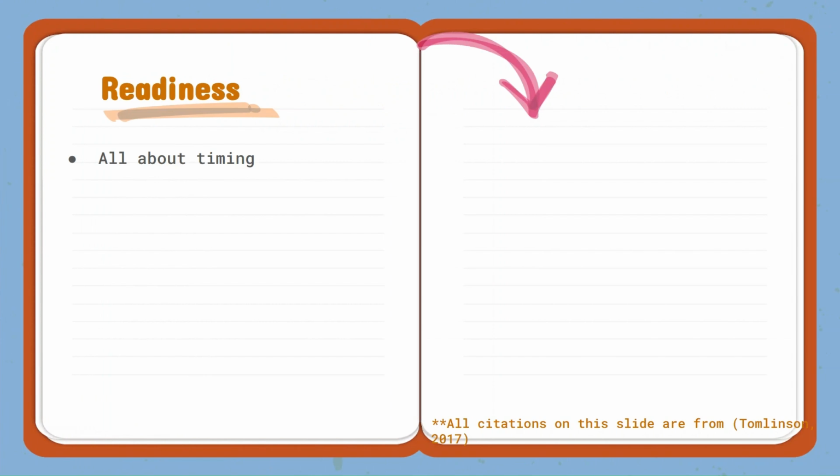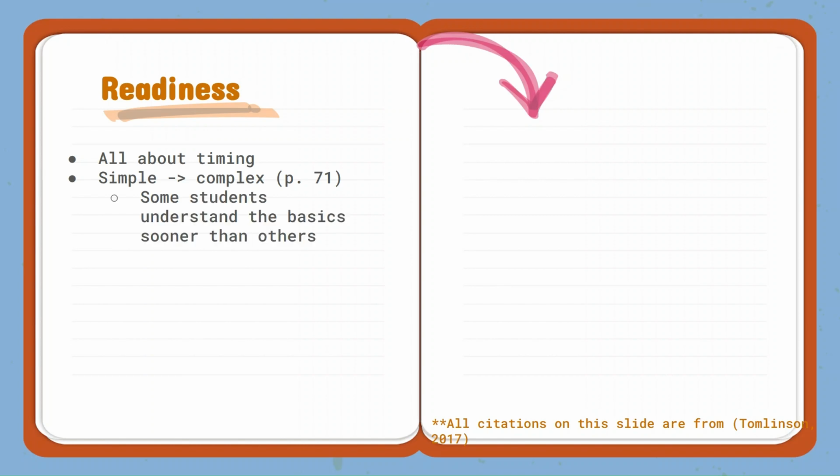Readiness is all about timing. So every student is going to be at a different pace because some students learn faster than others in certain subjects. We're all different. And one way we can differentiate is by going from simple to complex. Basically, it's saying that some students understand the basics sooner than others.